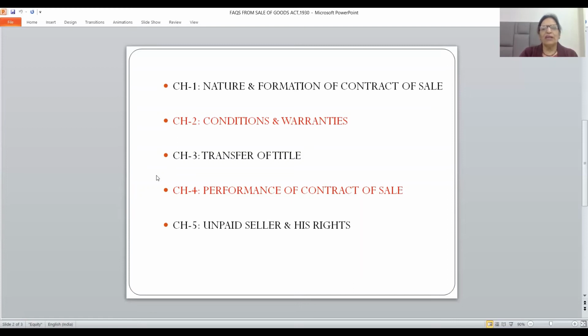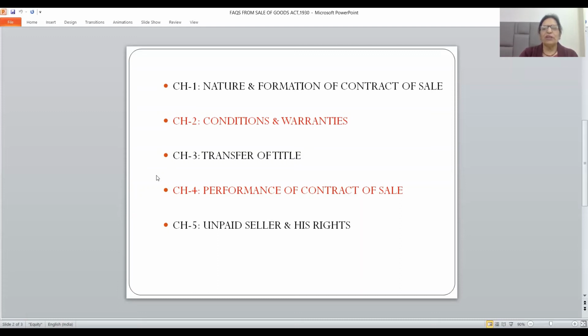The nemo dat quod non habet, non-owners cannot make a valid sale. Exceptional cases, there are 8 points. Sale by estoppel, sale by a person in possession of goods under a voidable contract, sale by a co-owner, then sale by a buyer in possession of goods after an agreement to sell, sale by a seller in possession of goods before sale, and then sale by unpaid seller, sale by pledgee, sale by finder of goods, sale under the Negotiable Instrument Act, sale by official receiver or assignee.